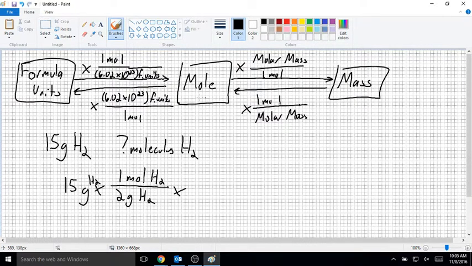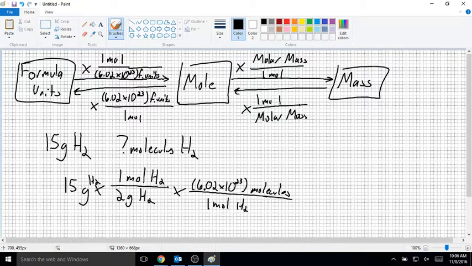So now to go from moles over to formula units, we're going to take it times, in parentheses, 6.02 times 10 to the 23rd. In this case, my formula units are molecules. And that's over 1 mole, in this case, of H2.